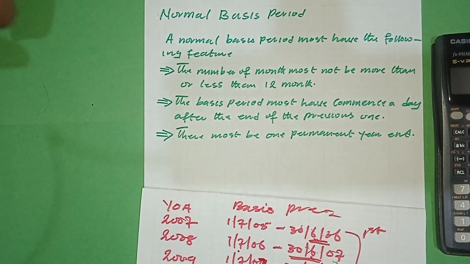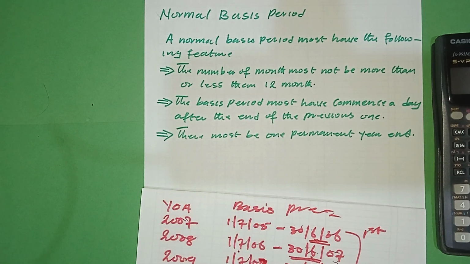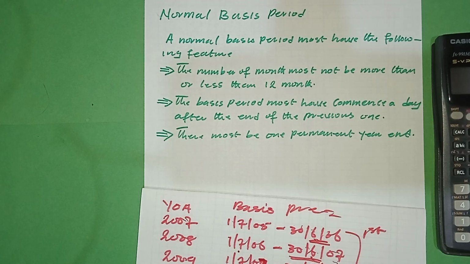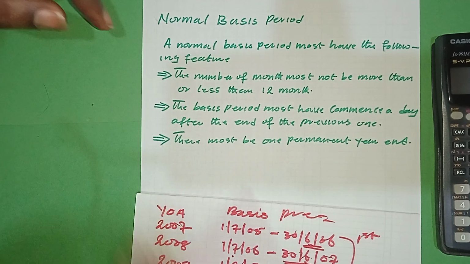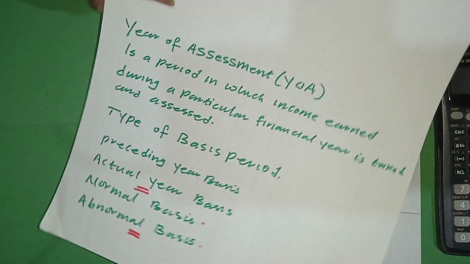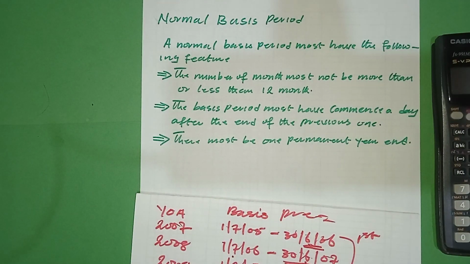Let me recap it. One, the number of months must not be more than 12 or less than 12. It must be 12 months for a normal basis period. Two, the basis period must have commenced a day after the end of the previous one. You understood? I explained it. Three, there must be one permanent year end. That is a feature of a normal basis period. And which of these fall under normal basis period? The preceding year basis falls under normal basis period.